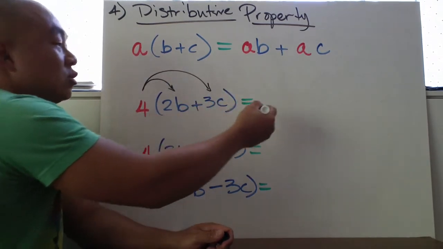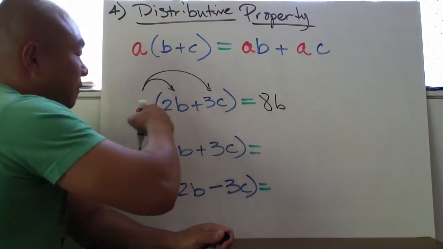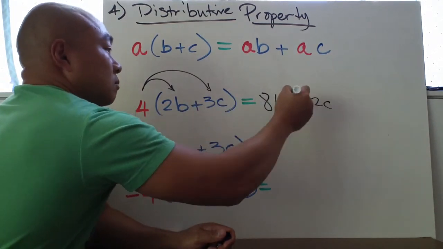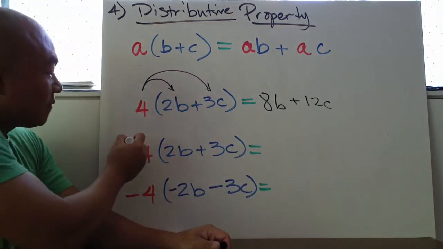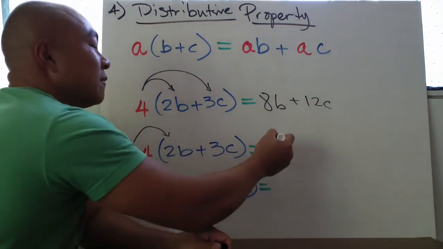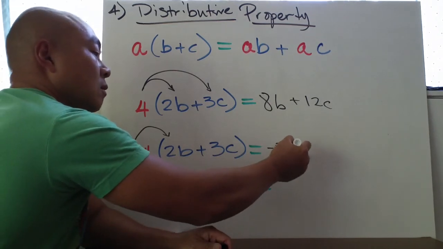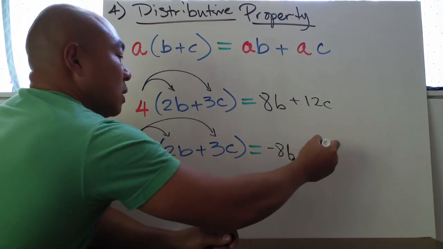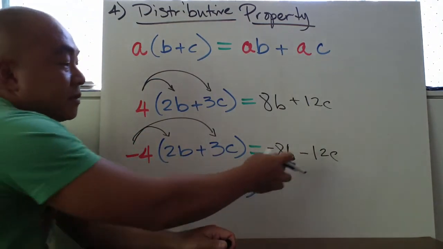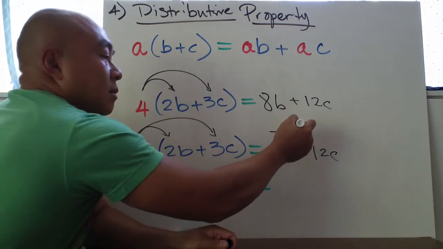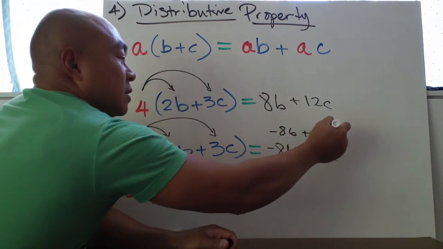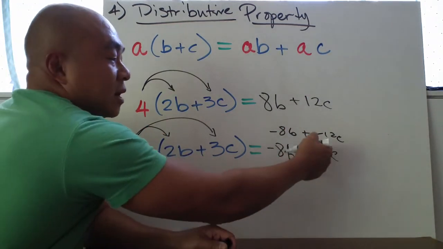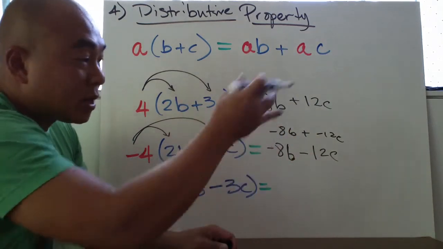Okay? 4 times 2b is going to give us 8b. 4 times positive 3c is going to give us 12c. And that's plus. Here's a negative 4 times positive 2b. That's going to give us negative 8b. And then a negative 4 times a positive 3c is going to give us a negative 12c. Sometimes you might see this as negative 8b plus negative 12c. And if you look at it, that's actually the same thing, because you're adding a negative number or you're subtracting 12. Either way on the number line, you're still going to the left.